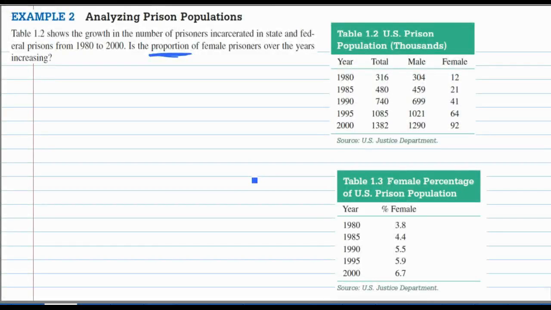This is the screencast for section 1.1 example 2. We're going to analyze some prison populations using our numerical model. Table 1.2 shows the growth in the number of prisoners incarcerated in state and federal prisons from 1980 to 2000.